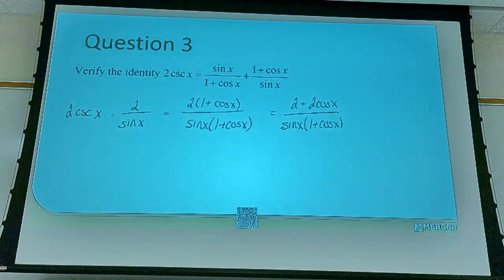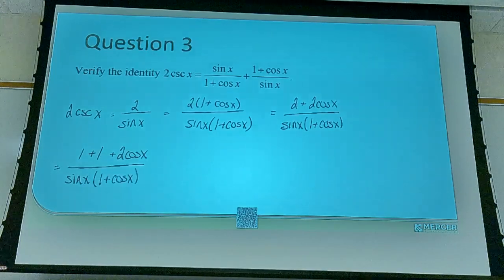Here's another common trick. 2 is the same as 1 plus 1, isn't it? So I'm just rewriting 2. What's the point of doing that? Because it's going to help me get to where I want to be.